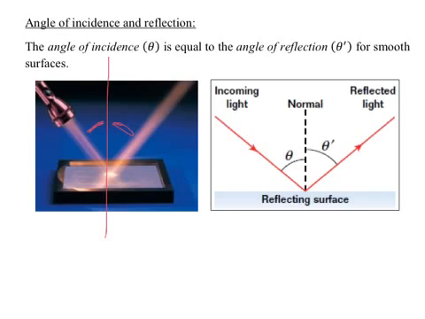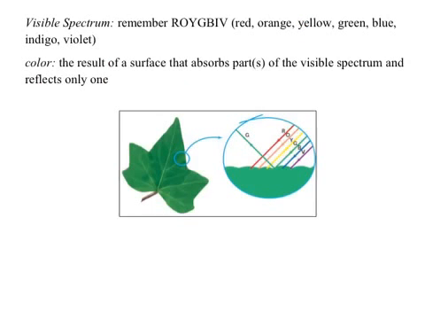So the angle of incidence is denoted as theta. The angle of reflection is denoted as theta prime. And notice that these angles are measured from the normal. If a light had been directed from straight above along the line of the normal, it would go straight back upward in this direction.